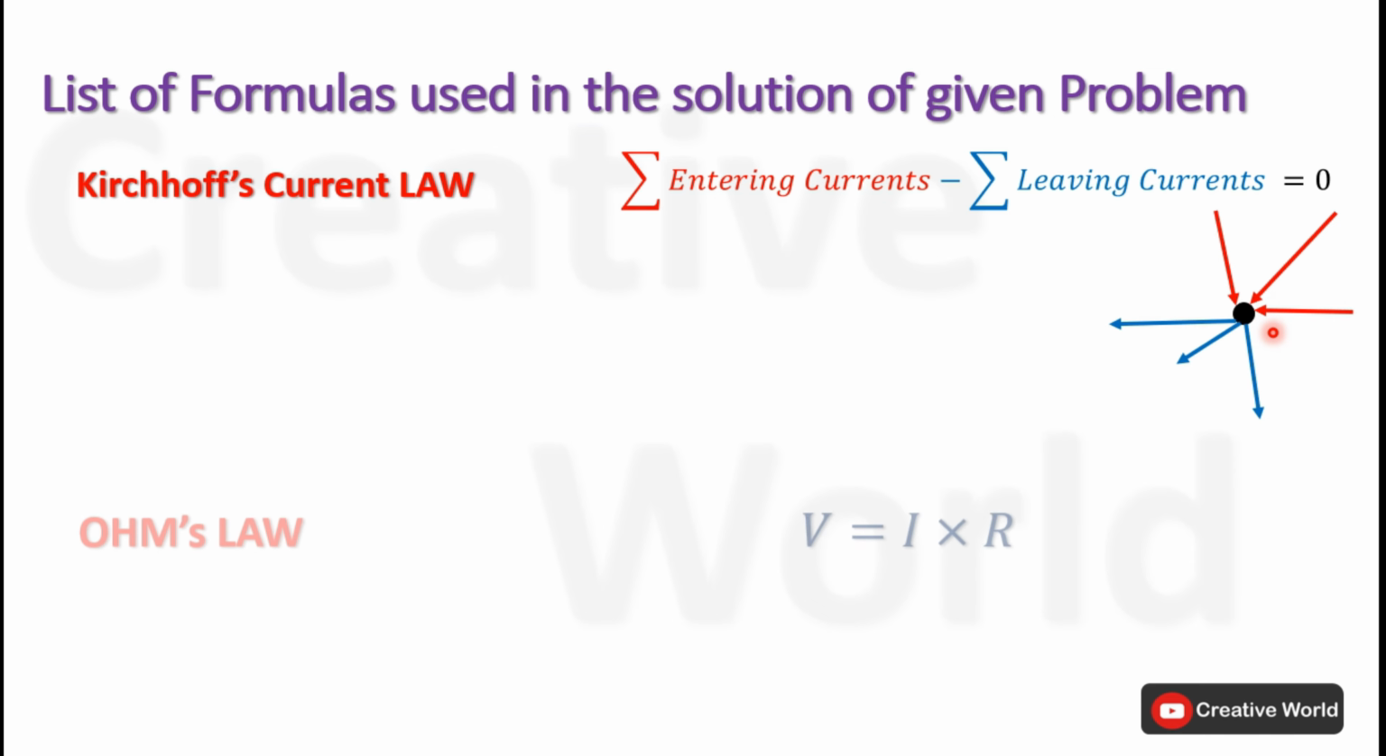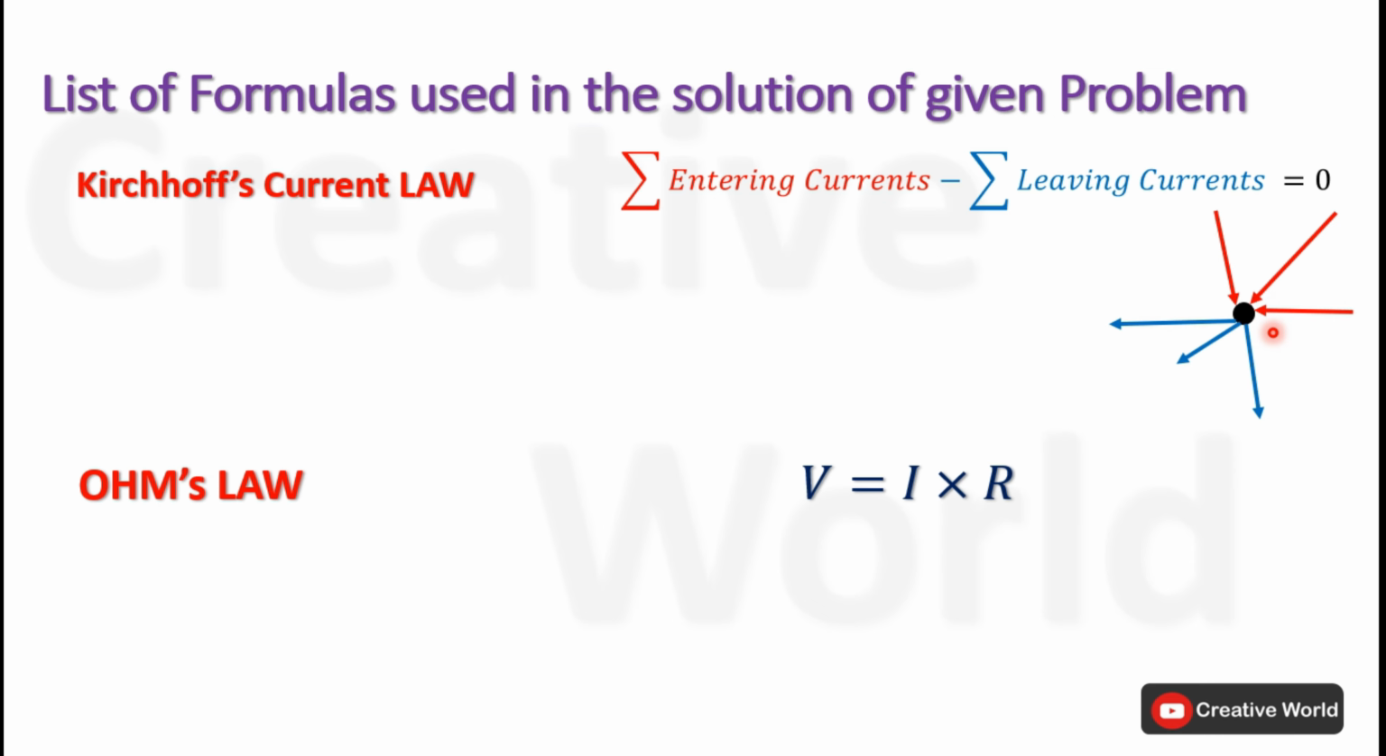We also will be using Ohm's law. According to this law, voltage across any resistance R is always equal to the product of current through this resistance and the value of resistance itself. Now move towards the problem.